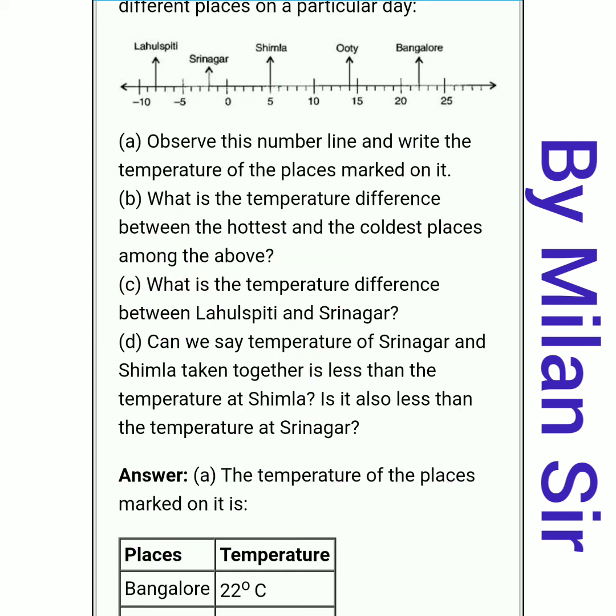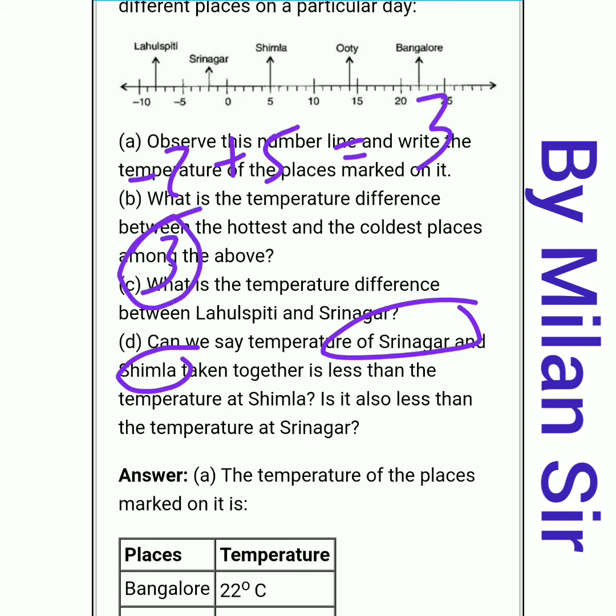Again, first of all, we need to add these two temperatures, Srinagar and Shimla. Srinagar is -2 and Shimla is +5. So plus minus minus, 5 minus 2 is 3, the bigger number's sign is positive, so positive. Now we check this temperature 3. It is less than the temperature of Shimla, which is 5. So yes, 3 is less than 5. But in the second case, we need to check whether it is also less than the temperature at Srinagar. At Srinagar we have -2. So no, here 3 is greater than -2, not less than. That's why our answer is no.